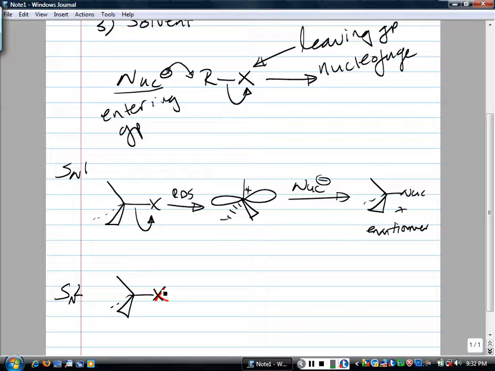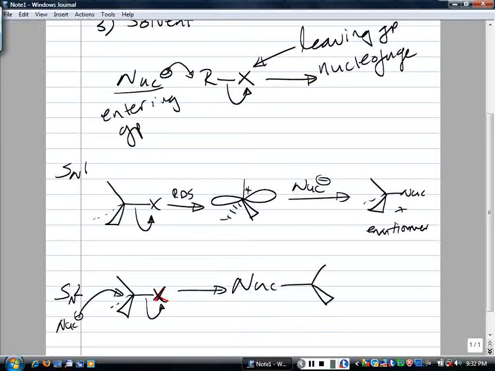Okay, so there's my substrate. In the SN2 reaction, my nucleophile does a backside attack. X minus comes off, and in a single synchronous reaction, I give rise to my product and X minus. So the SN1 reaction is a stepwise phenomenon. The SN2 reaction is a synchronous reaction. All right, so that's our cartoon, our mechanism of what's happening in the reaction.